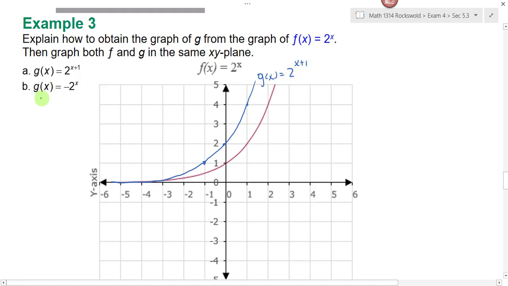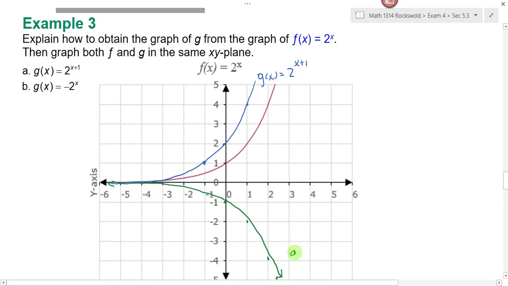For Part B, I'm asked to graph g(x) equals -2 to the x. Well, this negative in front of a parent function reflects that function across the x-axis. So the graph of this would be the graph of my parent function, which is graphed here in red, f(x) equals 2 to the x, and I just reflect it across the x-axis, and I can take these points at (1, 2), move it down to (1, -2), at (2, 4), move that point down to (2, -4), and then sketch in the graph so that it looks like this.